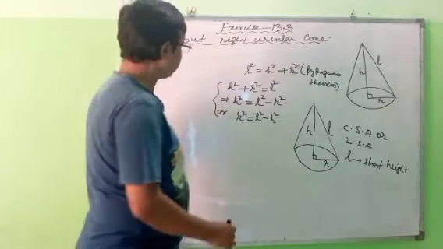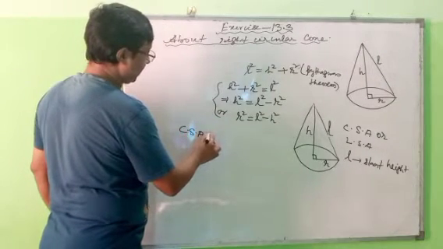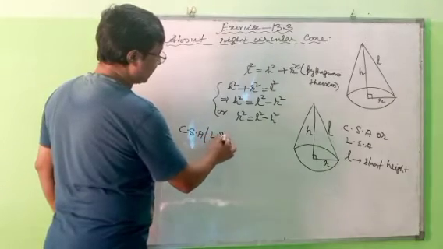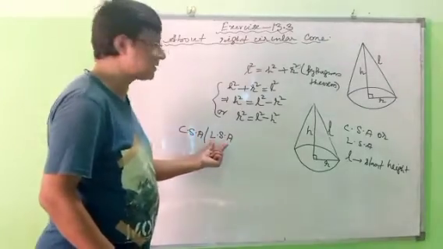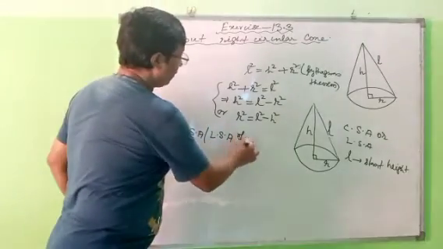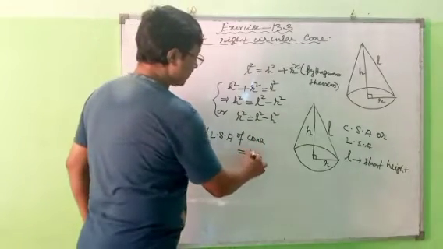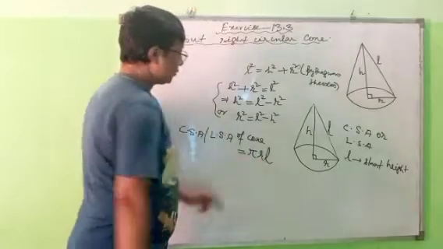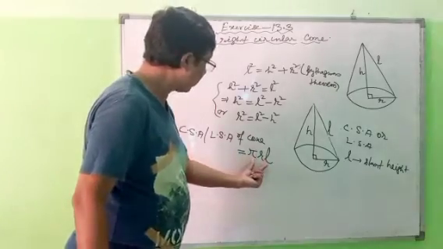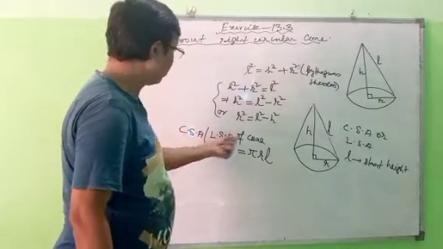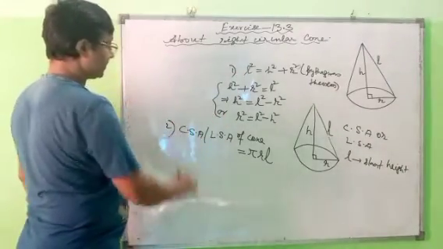Next, the curved surface area, or the lateral surface area. The same term, curved surface area, is also called the lateral surface area of the cone. This you will get by the formula pi r l, where r is the radius and l is the slant height. Using pi r l, you will get the curved surface area of the cone. This is formula 1, and the next is formula 2.